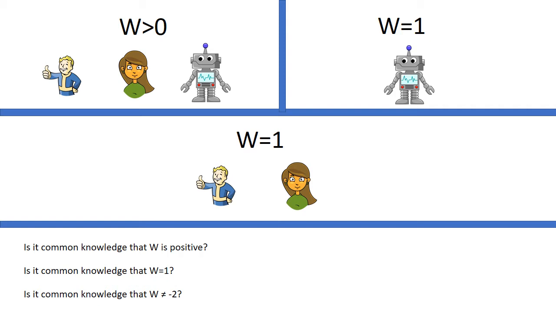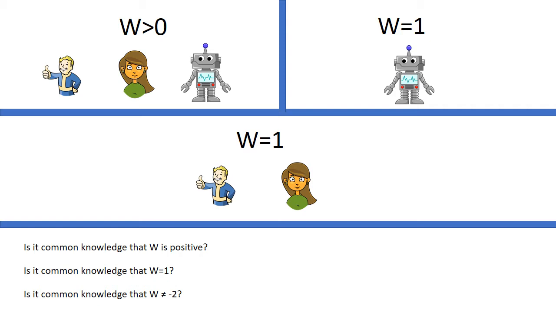So is it common knowledge that W is positive? Yes. The first room establishes that W is positive for everyone, and it makes it common knowledge because everyone sees it, everyone else sees it, and they see that the other people see them, and the other people know that they see them seeing them.